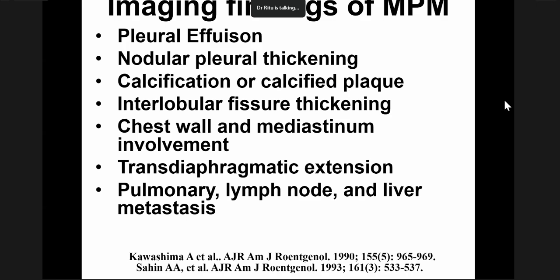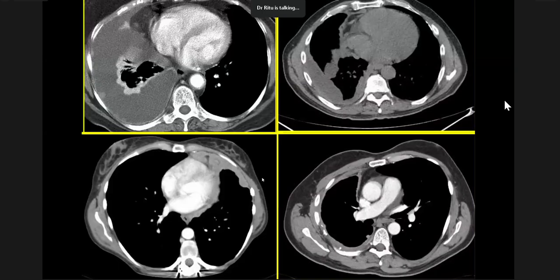In late stages, especially in biphasic and sarcomatoid tumors, you can have pulmonary and lymph node and liver metastasis like any tumors. So this is a very early tumor in which you can see most of it is just pleural effusion, and then there is some pleural nodularity or studding. And as time passes, the effusion starts getting smaller, and the thickening starts increasing, and the thickening will also extend along the mediastinal surface of the pleura, along the fissures, and also along the diaphragmatic surfaces of the pleura.